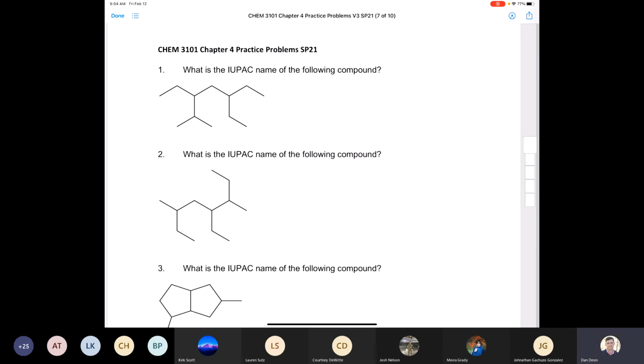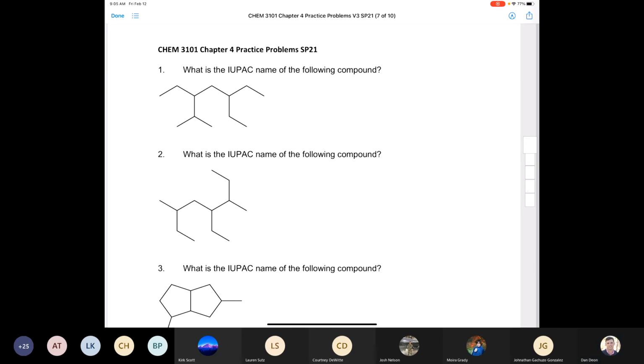Okay, let's take a look at the first problem. It just asks you simply, what's the IUPAC name of the following compound? I'll ask my students, did anybody find the longest carbon chain in this one? Or how many carbons are in the longest carbon chain? Yeah, it's 7, right? There's 7 carbons in the longest carbon chain here.